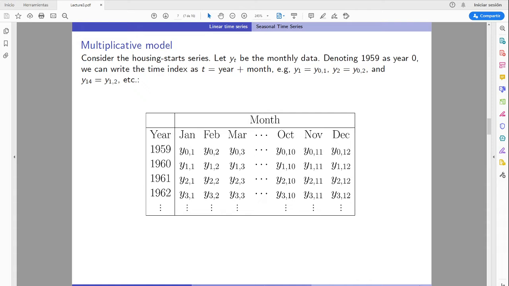Now, regarding multiplicative models, we're going to consider the housing start series. We're going to let Y_t be the monthly data. Again, Y is from year. We denote 1959 as year zero, so we can write the time as year plus month, for example. Our first point of data would be Y_01. If we go to the next year, Y_14 would be the equivalent of February.